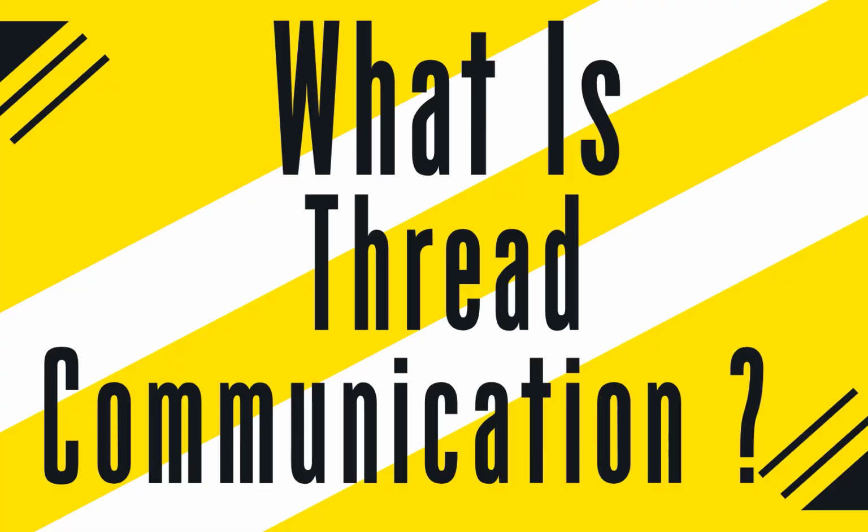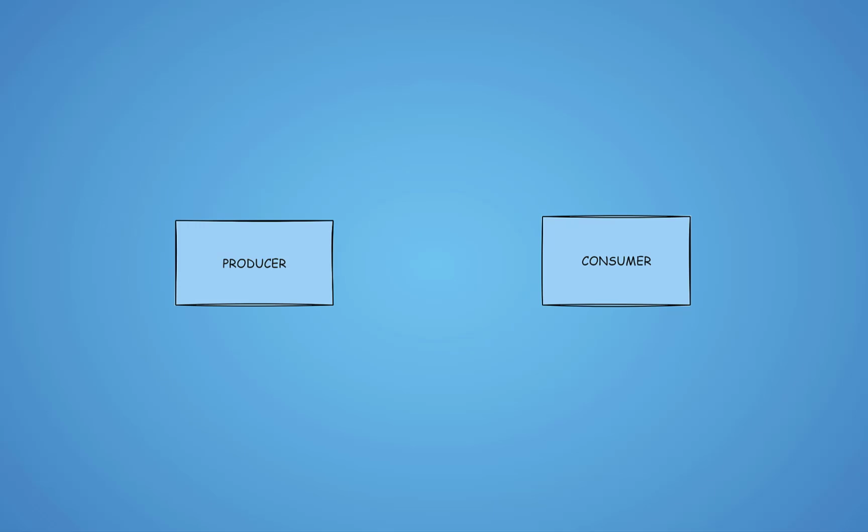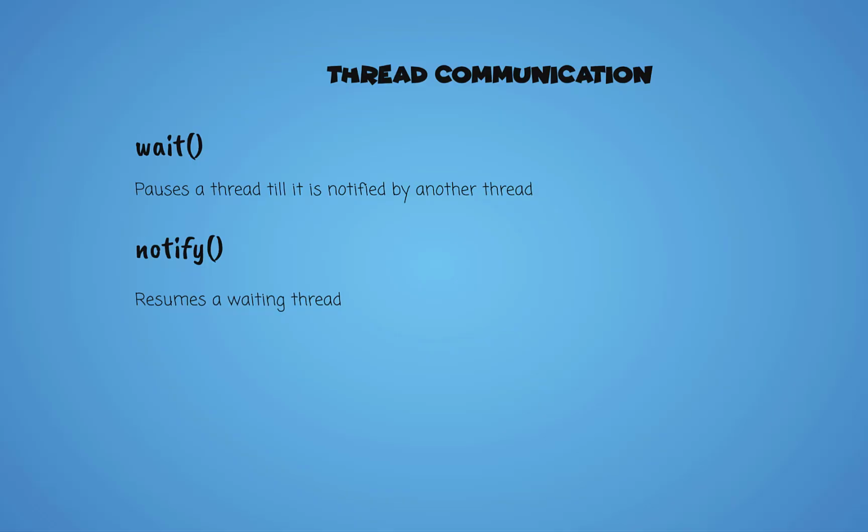When multiple threads work together, sometimes one thread must wait for another to complete a task before continuing execution. For example, imagine a producer-consumer scenario. Producer generates items and notifies the consumer when they are ready. Consumer waits for items and processes them once available. In Java, thread communication is handled using wait, which makes a thread pause execution until another thread notifies it. Notify, which wakes up one waiting thread so it can continue execution. NotifyAll, which wakes up all waiting threads on the same object.